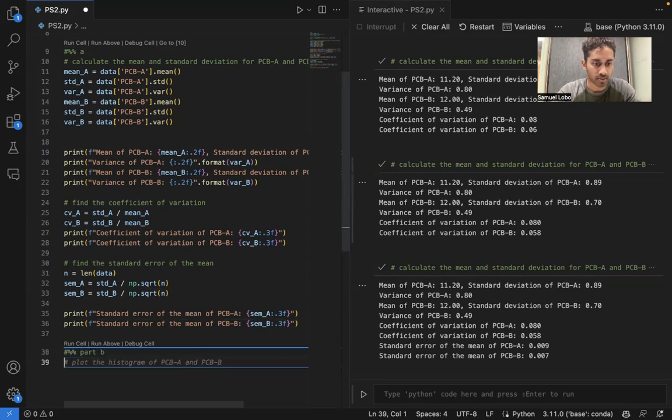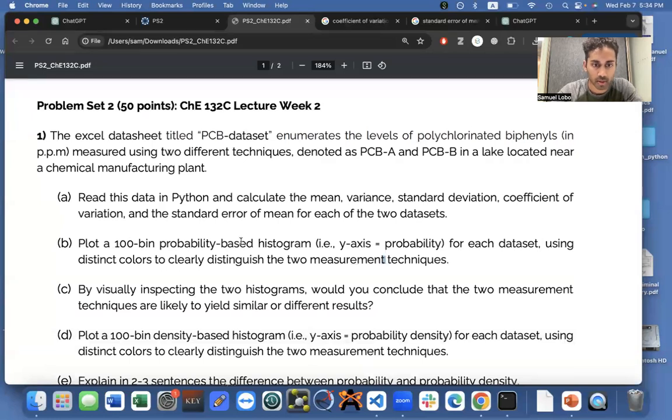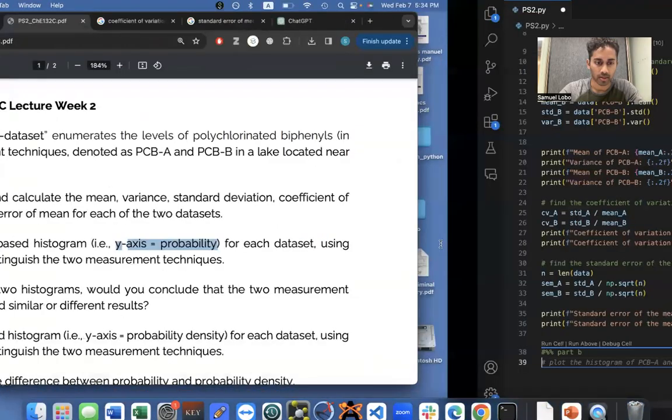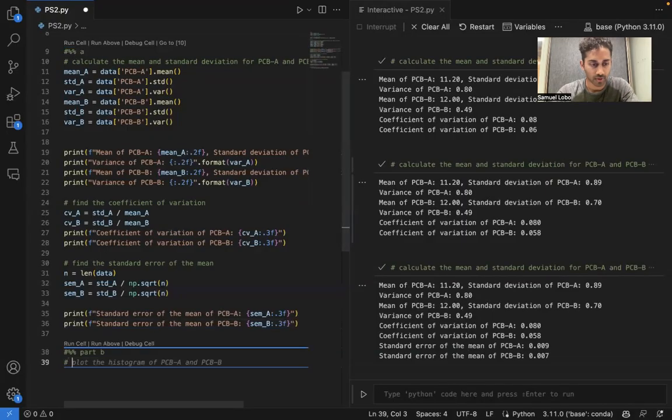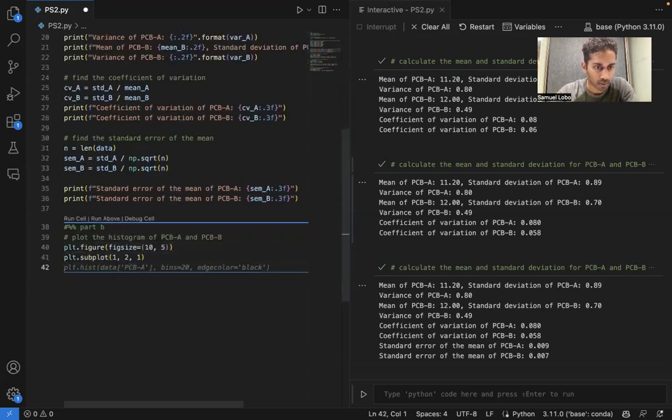What is part B asking us to do? It's saying to plot a 100-bin probability-based histogram where the y-axis is probability. Okay, so normally if I said like plot a histogram of these two things, here's what it would probably do for me. I don't want to do subplots. I'll say like make the histogram. Okay. Let's try this, 100.